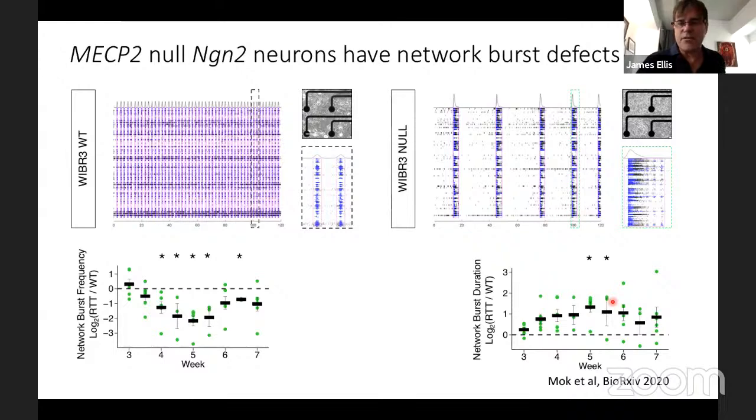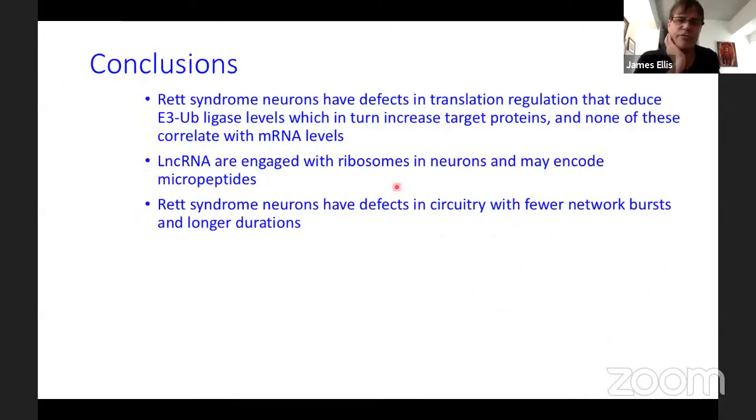So the conclusions from the Rett syndrome work is that the neurons have defects in translational regulation that reduce E3-ubiquitin ligase levels, which in turn increase target proteins, and none of these correlate with the mRNA levels. That long non-coding RNAs are engaged with ribosomes in neurons and may encode micropeptides, and that Rett syndrome neurons have defects in circuitry with fewer network bursts and longer durations.